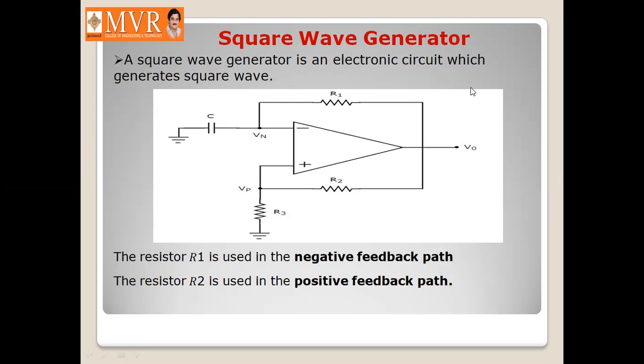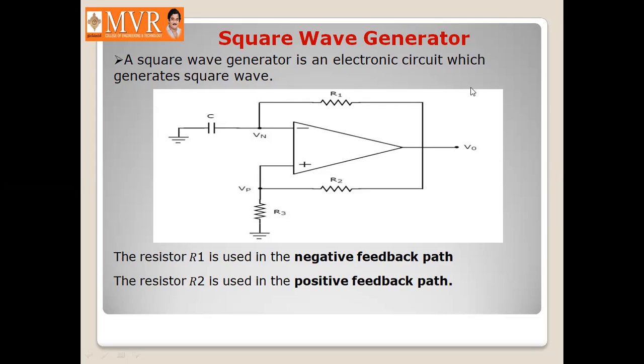As you have studied in your PDC subject, pulse and digital circuits, there you are going to study about the multivibrators. There are three types of multivibrators: bistable multivibrator, astable multivibrator, and monostable multivibrator. Here, as it is a square wave generator, this circuit is also called an astable multivibrator, which is also called a free running oscillator, because this circuit is going to produce a square wave, that is a non-sinusoidal signal, as its output.